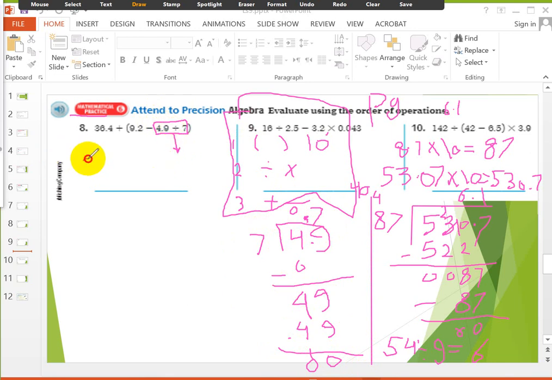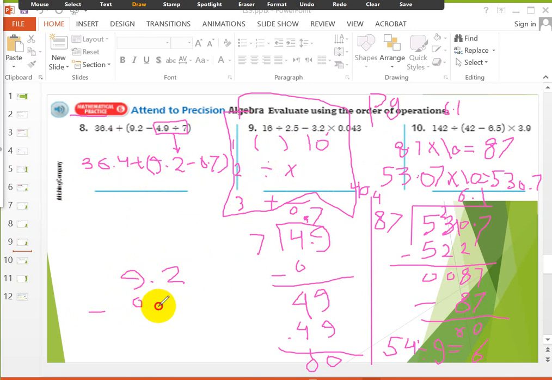So first I find the answer for this. So this sentence will be 36.4 plus, open the parentheses, 9.2 minus the answer, which is here 0.7. Okay, now after that, what do I have to do? The parentheses. So I have to do the parentheses. Now 9.2 minus 0.7. How will we do that?